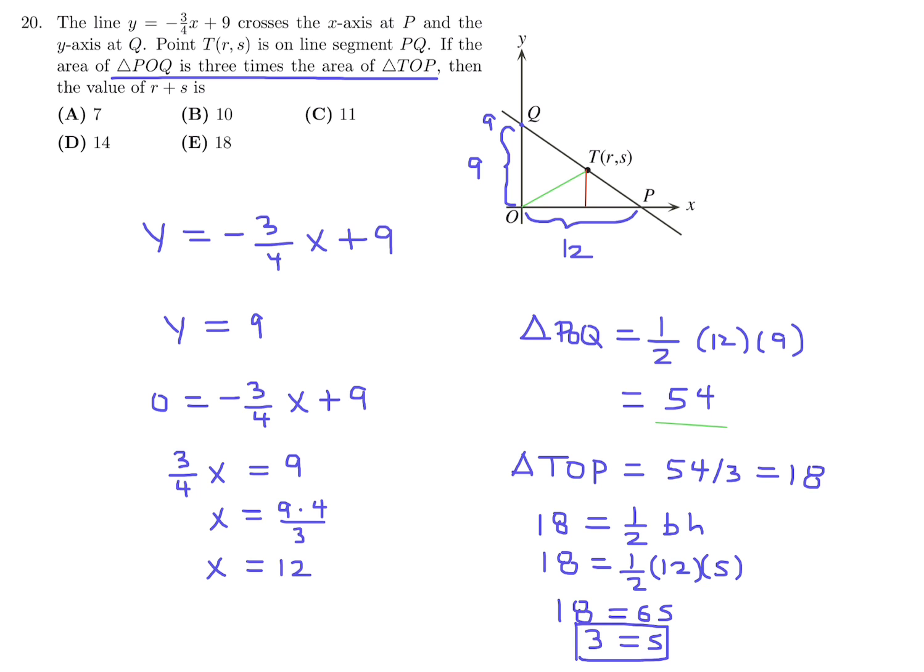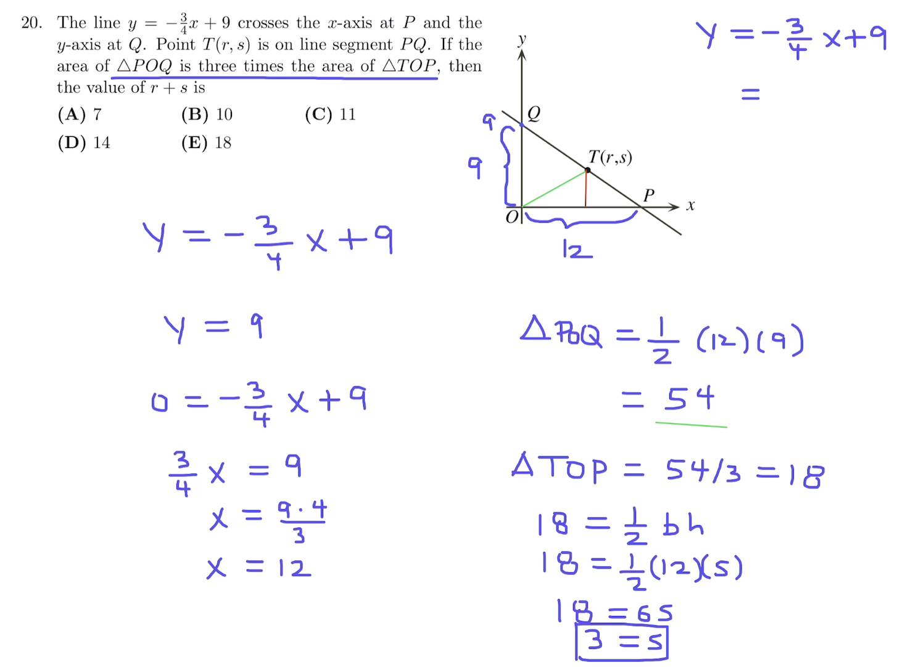All right, so we've got half the puzzle. So now we have to figure out r. How do we figure out r? Well, this point is on this line. So to figure out the other coordinate, plug it into that line. Y is equal to -3/4 x plus 9. We want to figure out r.